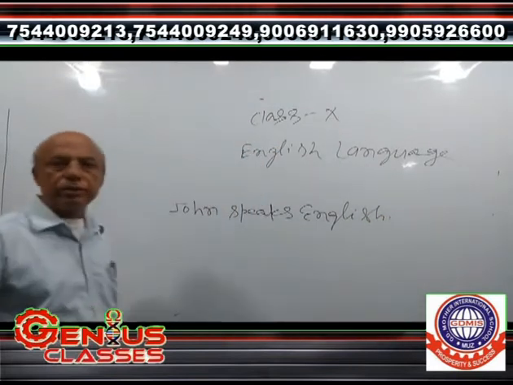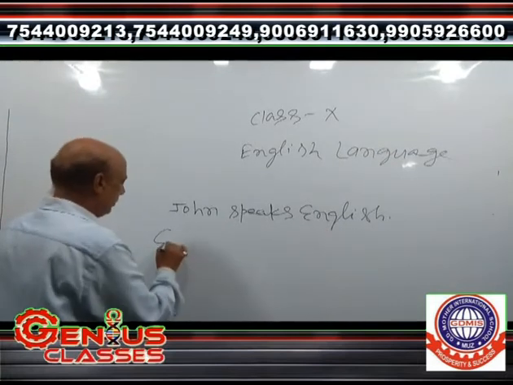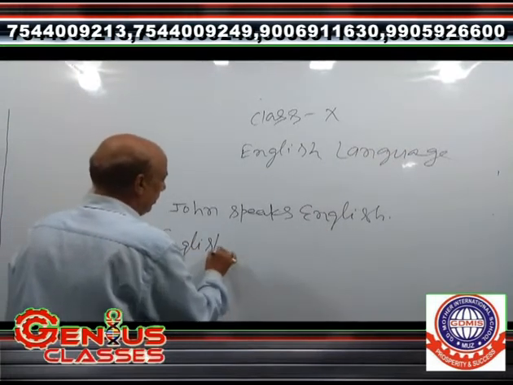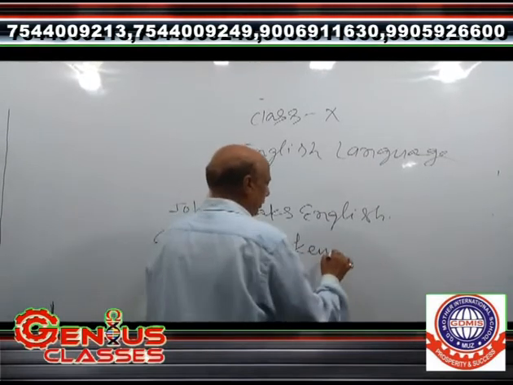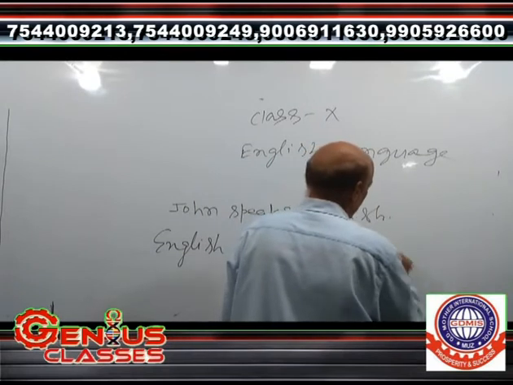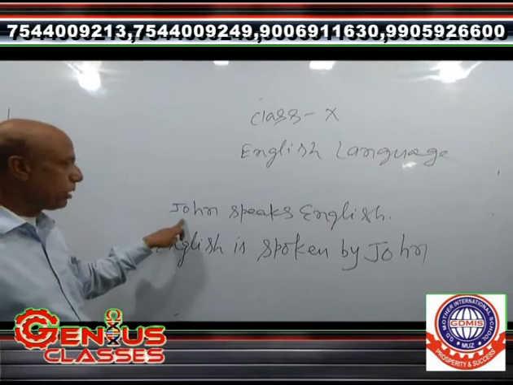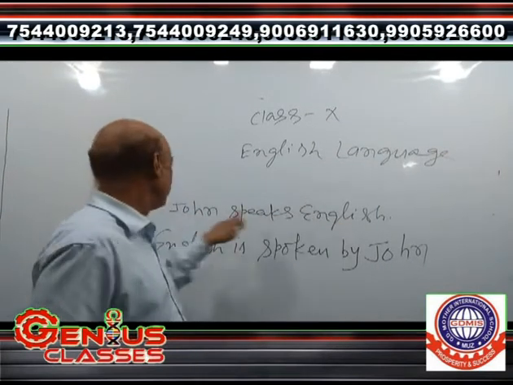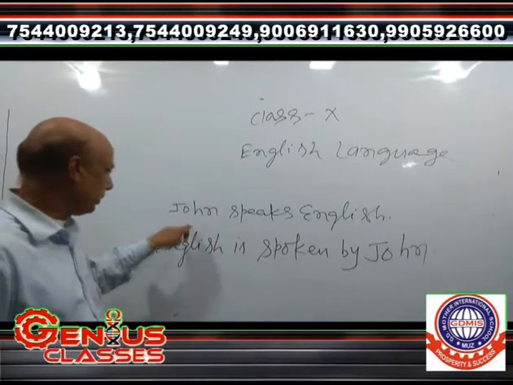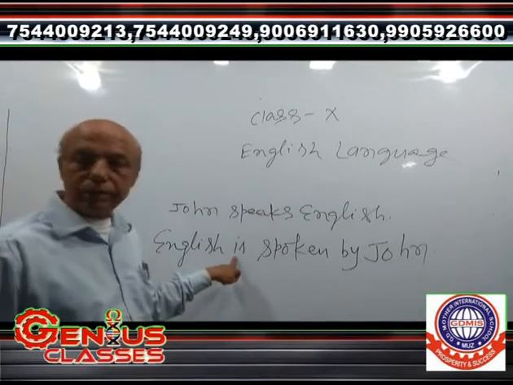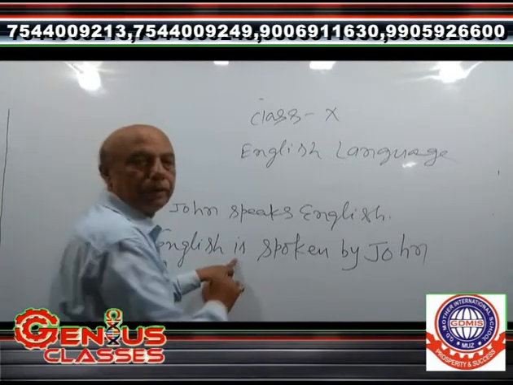It is simple present tense. English is spoken by John. Here we find the subject is made object, and the object is made subject. Subject has been changed instead of object, object has been changed instead of subject. Here English is changed. Is is used as per tense. It is in simple present tense, so is has been used.